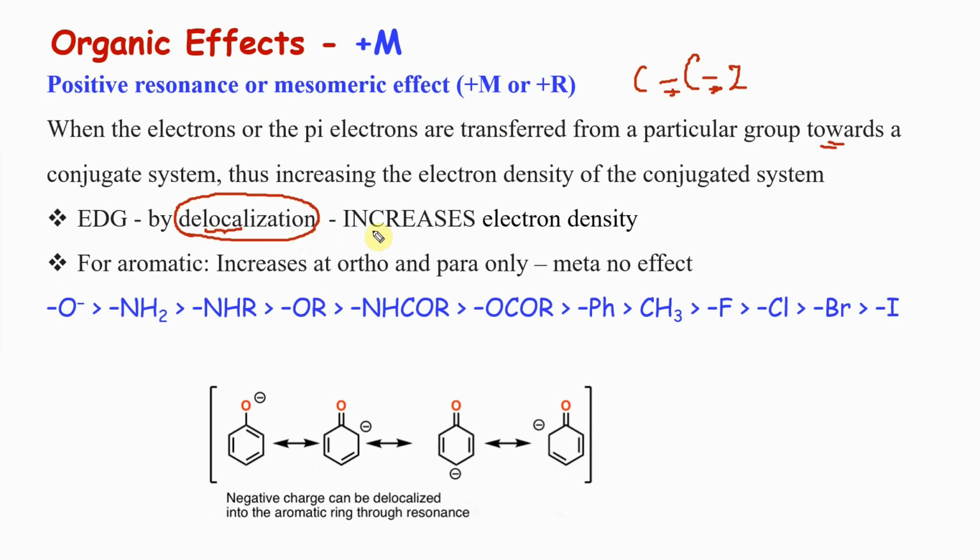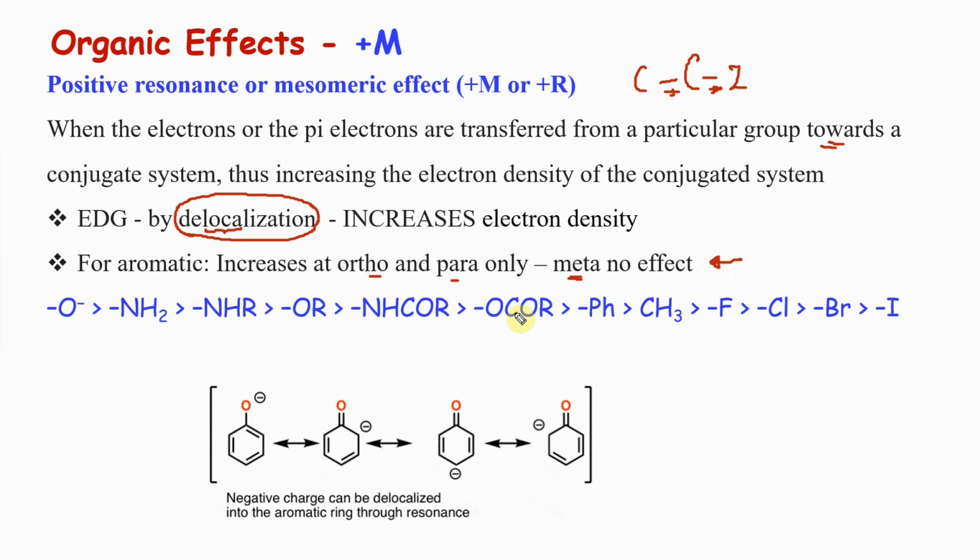And if that delocalization increases the electron density, you call it plus M or plus R. Now obviously the most important example you're going to see is this one. So I made a separate statement. For aromatic compounds, if there is a plus R or plus M group, they affect only the ortho and para positions, meta no effect. We are going to see this example.